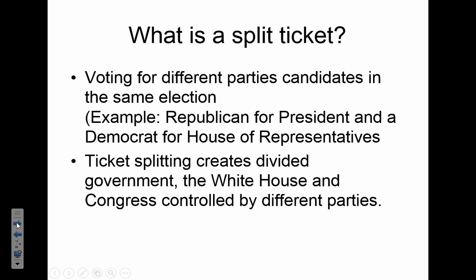Why aren't they going to get as much done? This probably goes without saying, but explain why. Why don't you think they'll get as much done?